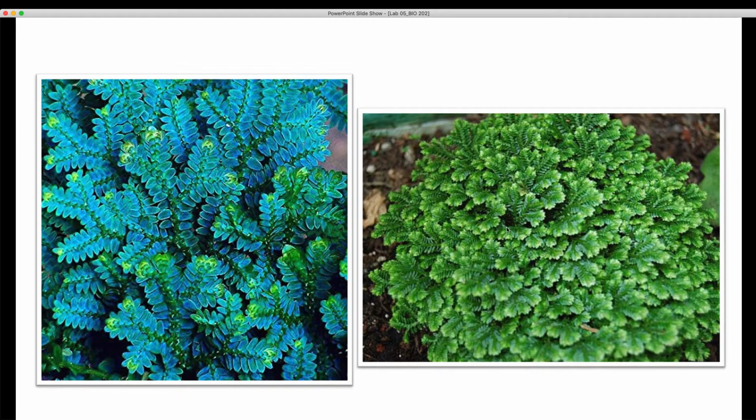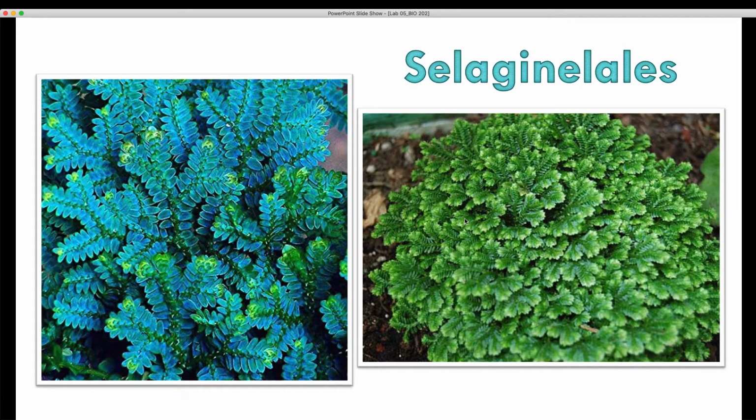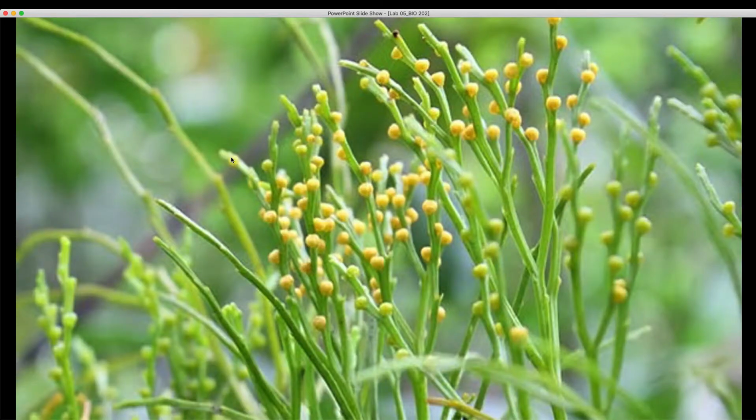We have a plant here. This belongs to Selaginales, which is a part of the division Lycophyta. So these lycophytes include two orders, Selaginales and Lycopodiales, so don't forget. They also have two different sets of leaves, and they exhibit dichotomous branching as well.